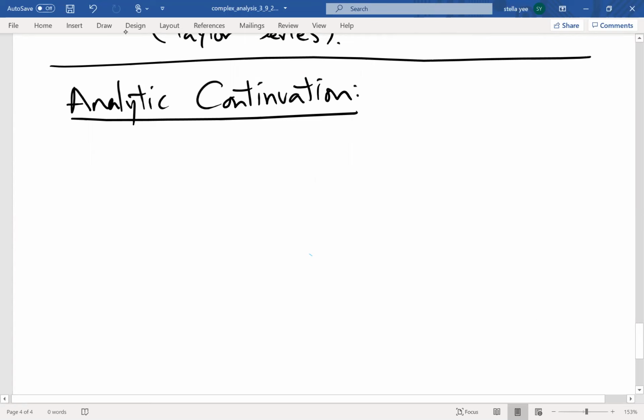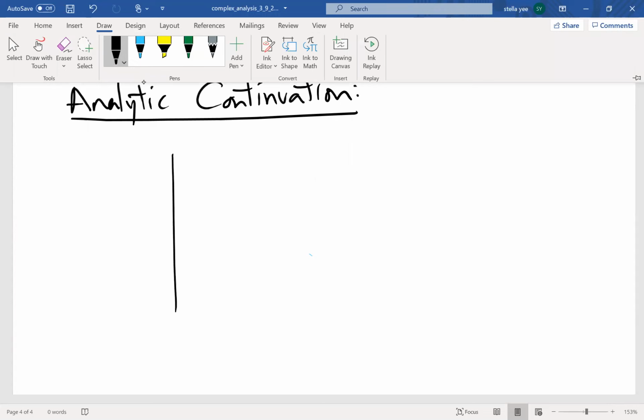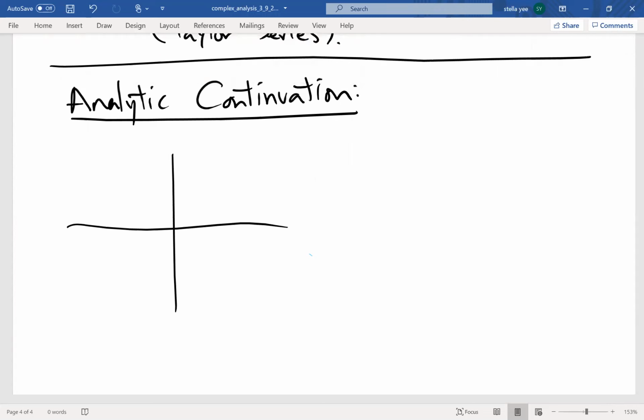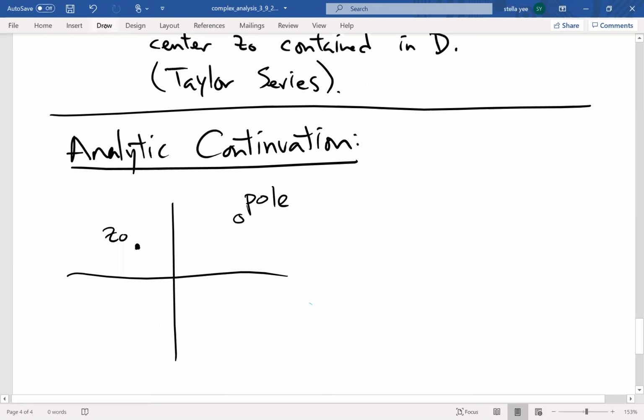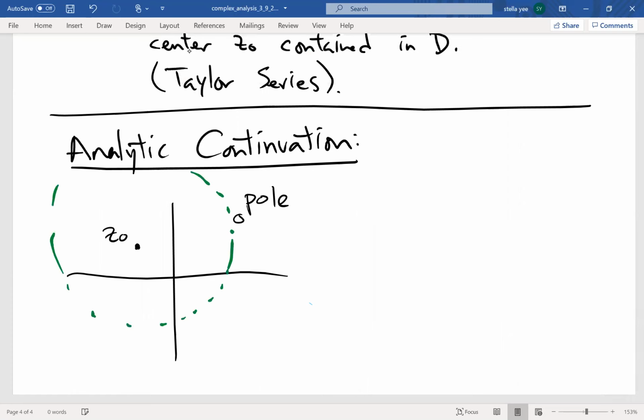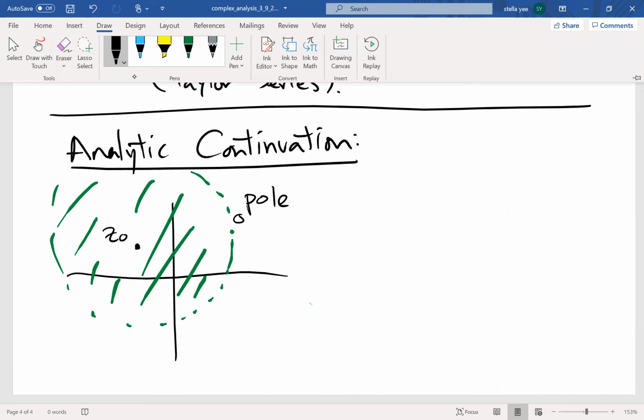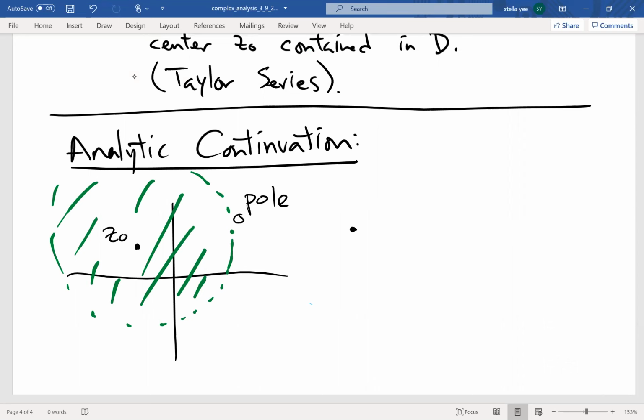So let's see if I can draw something. Let's say this is a complex plane and we're based at z naught, and I know that the function has a pole there. This is the largest radius of convergence over here. But I want to know what the function is behaving like over here. Let's call this point z1. What I could do is draw some kind of continuous path connecting z0 and z1.